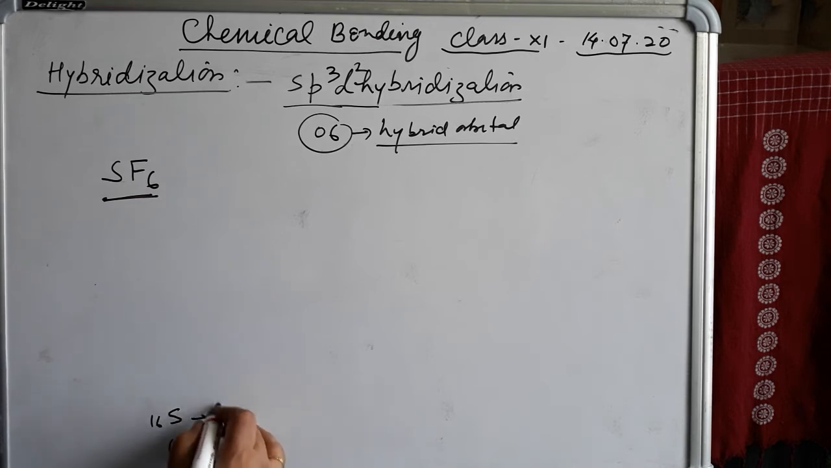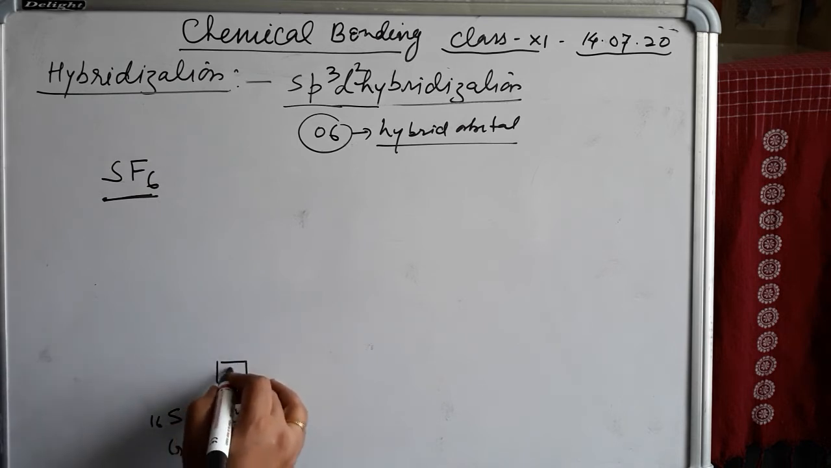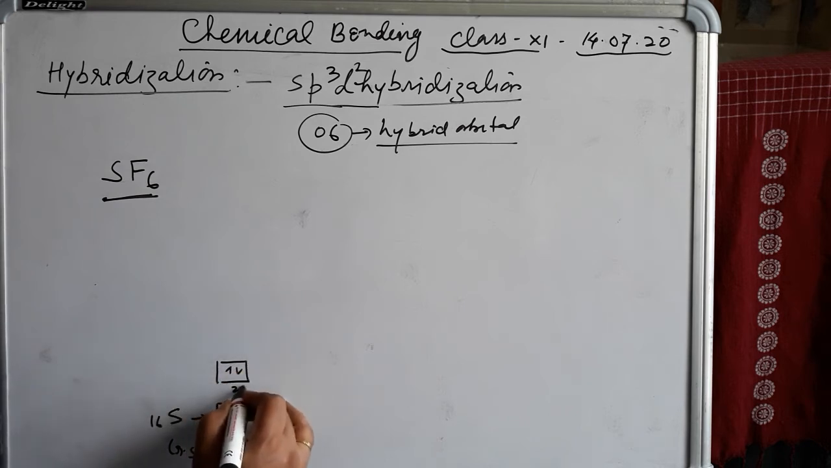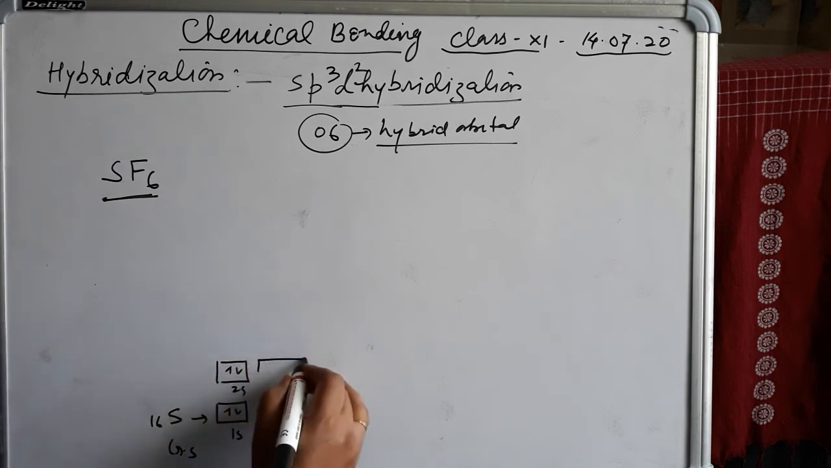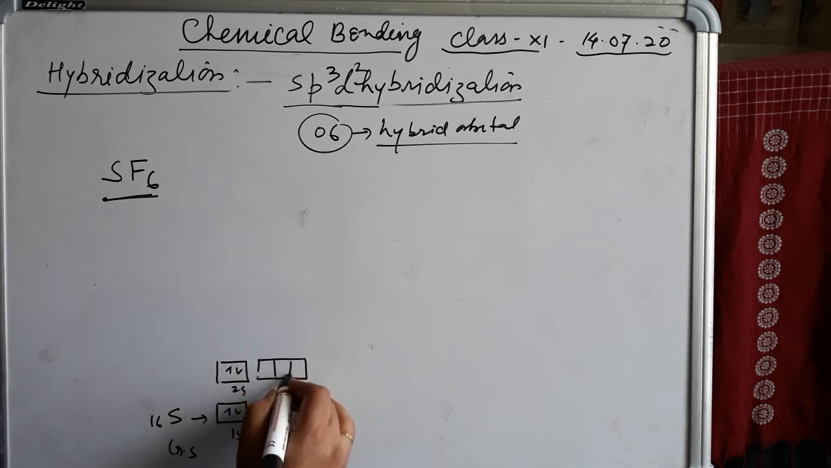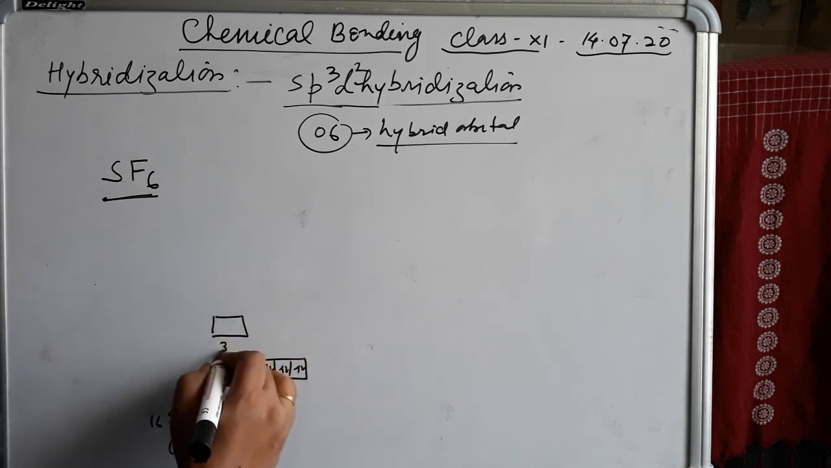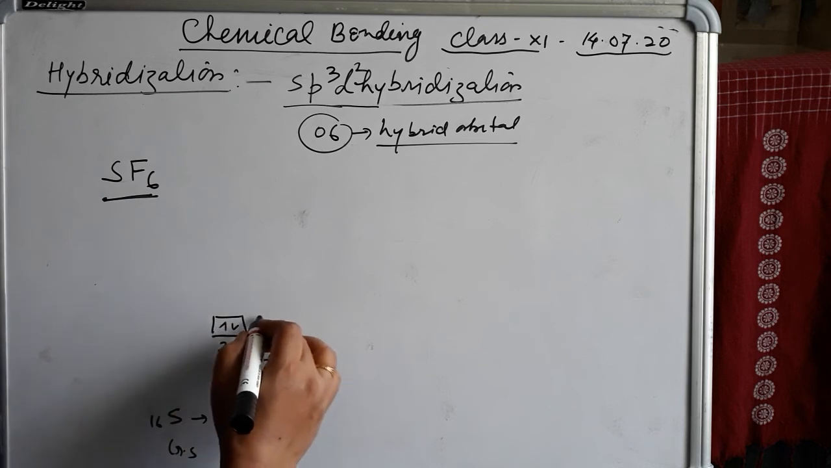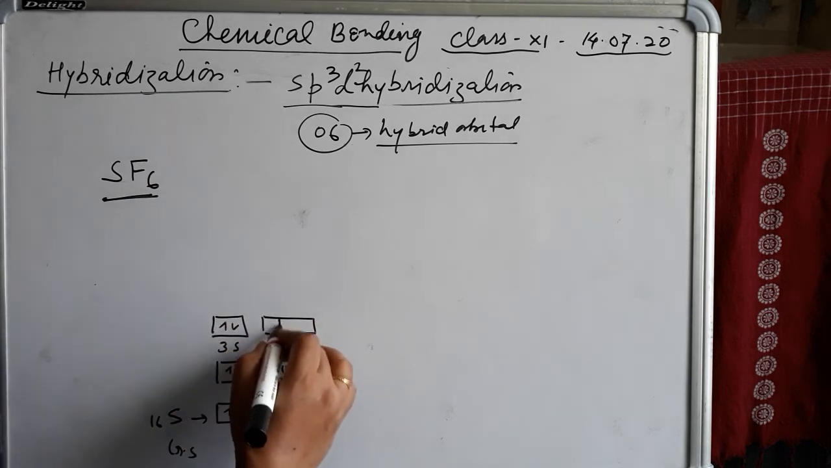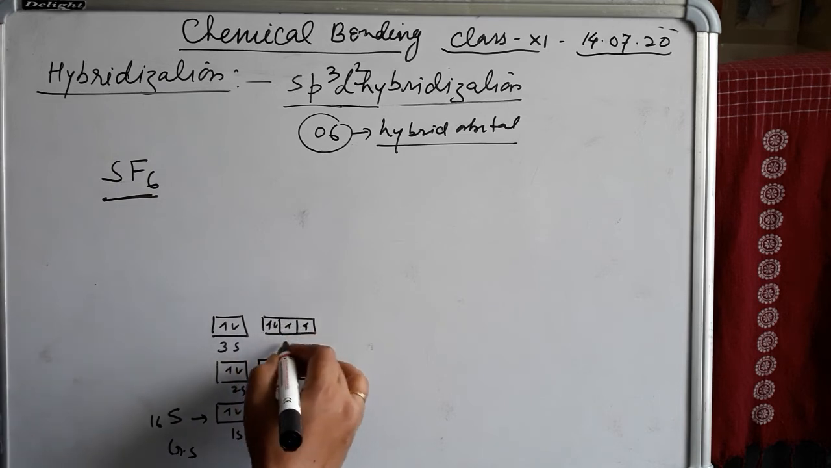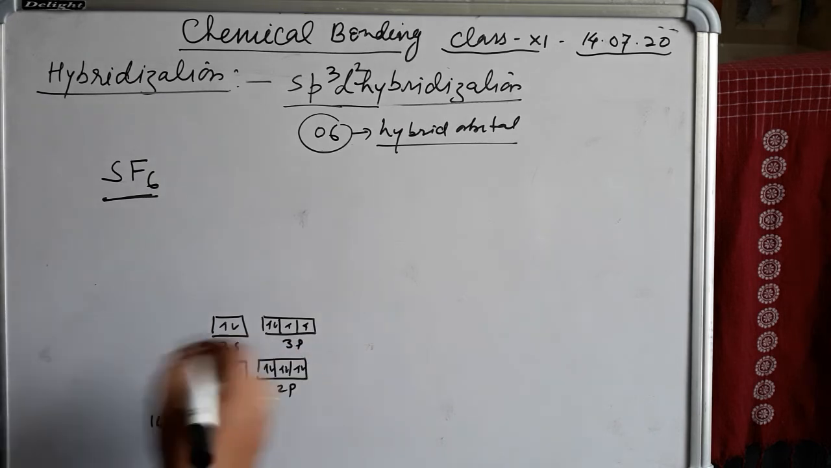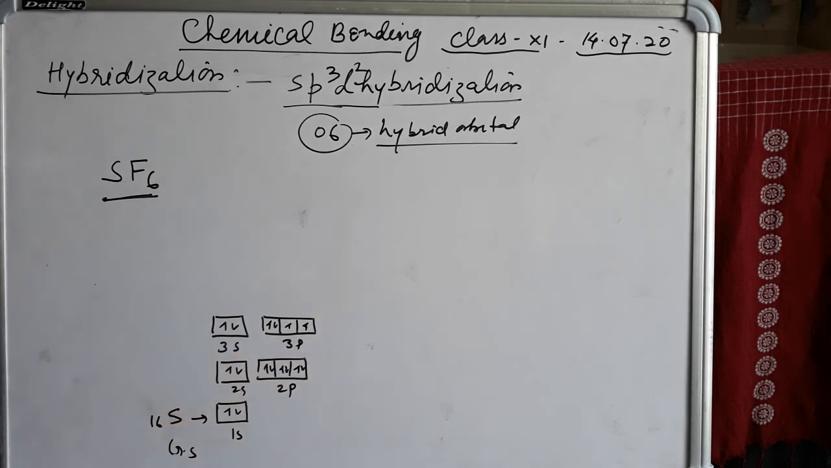So 1s2, 2s2, 2p6, 3s2 and 3p4, 1, 2, 3 and 4. So this is the electronic configuration of sulfur in the ground state.